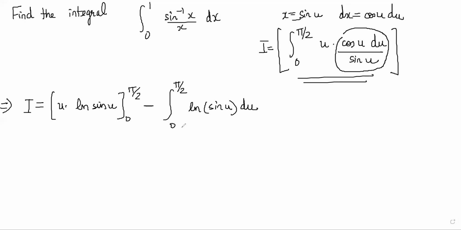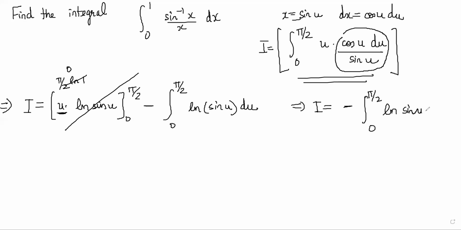This is just integration by parts. If you put the value here, notice that when this is pi by 2, this is ln 1, so this becomes 0. And when it is 0, you are multiplying something with 0, so that is 0. So this part totally vanishes. So my integral I is basically equal to negative of integral 0 to pi by 2 ln sine u du, right?